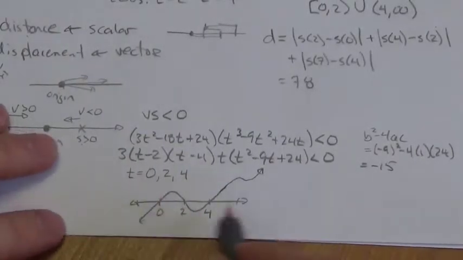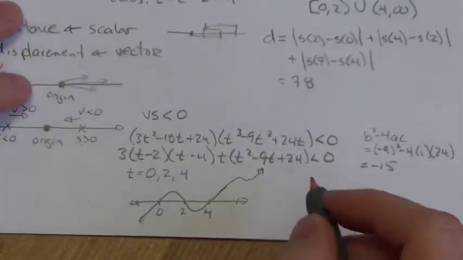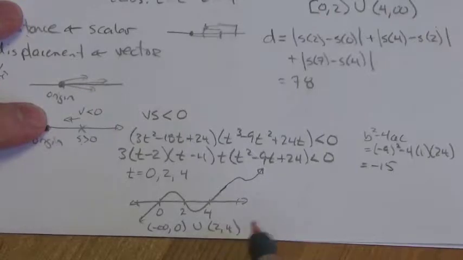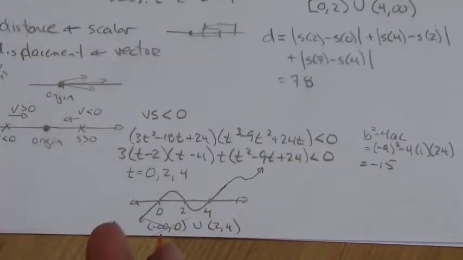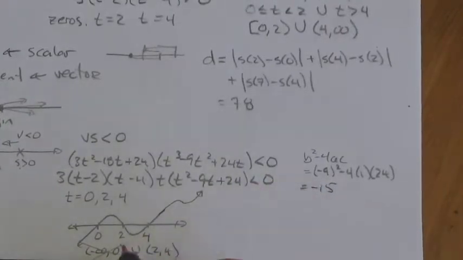So where is the product of those two negative? Well, the product of these two is going to be negative from negative infinity up to 0, and then including the interval between 2 and 4, which is great, except that this part doesn't make any sense because I'm talking about time before 0. So actually the only answer is between 2 and 4.